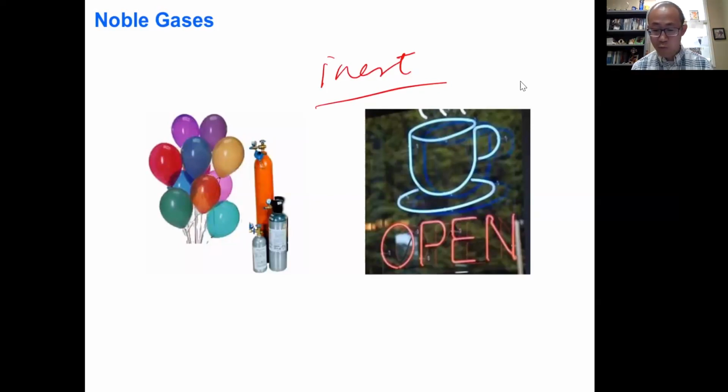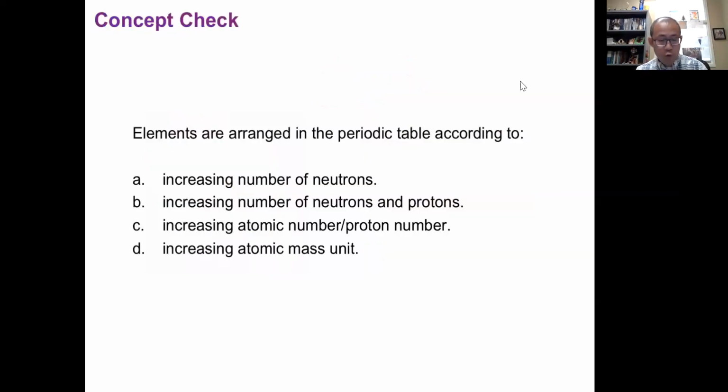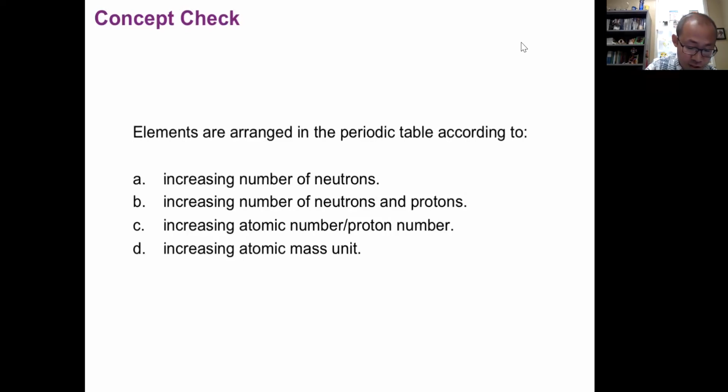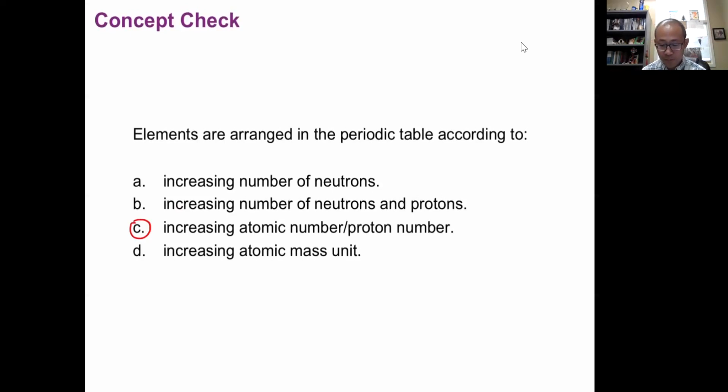And that is the property of 8A elements. Again, this is a very brief view. We're going to study them and see their reactions throughout this course. A very quick check: elements are arranged in the periodic table according to what? The increasing number of protons, and we call that the atomic number. So our answer is C, right?